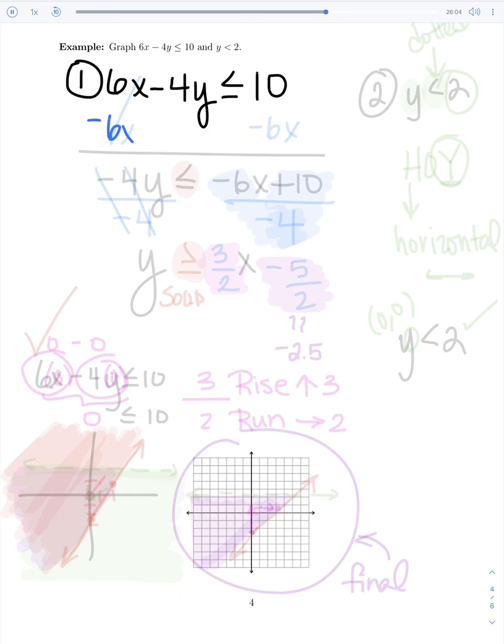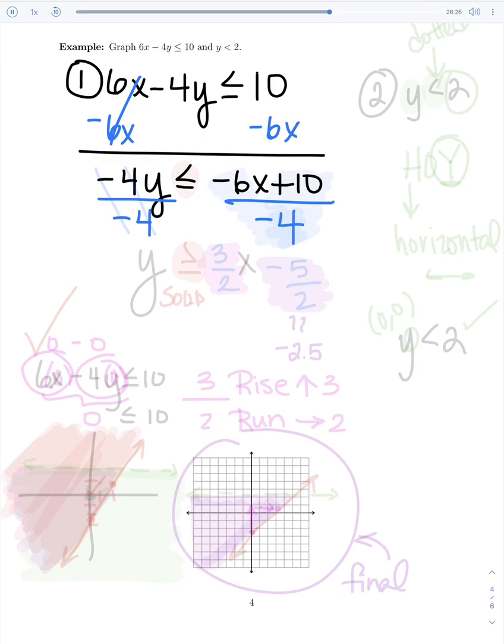So we'll subtract the 6x from both sides. That's a good way to start. And that would give us a negative 4y is less than or equal to negative 6x, and we've got a positive 10, so plus 10. And continuing along, we divide both sides by a negative 4. Be careful. Remember, when you divide both sides by a negative, it will flip the direction of the inequality.